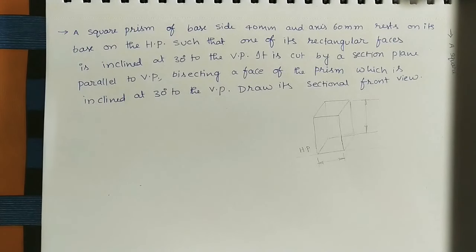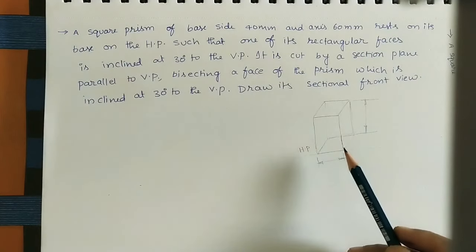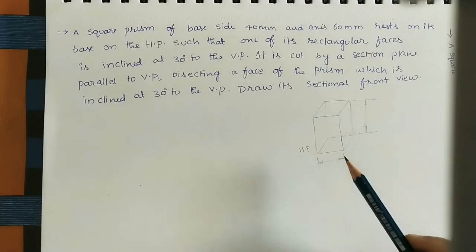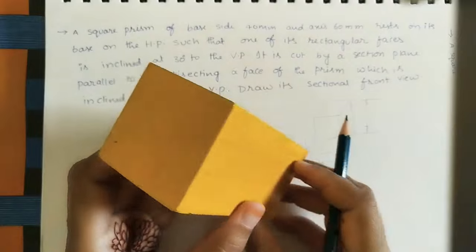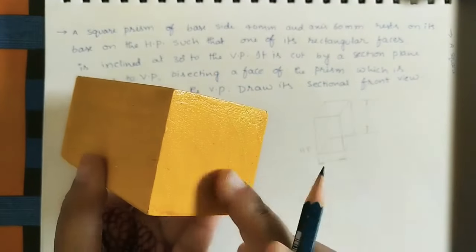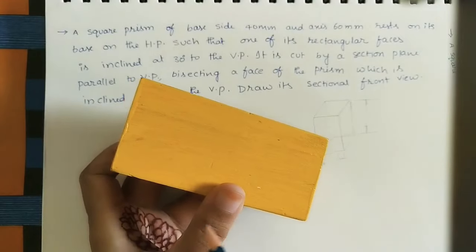In today's class we will discuss the sections of solids problem. In it the given solid is a square prism. Here I roughly drew the square prism. It has two ends, and these two ends are called squares. For example, I am taking this as a square prism. Here one square and here also one square. These two squares are connected with the help of rectangular faces.